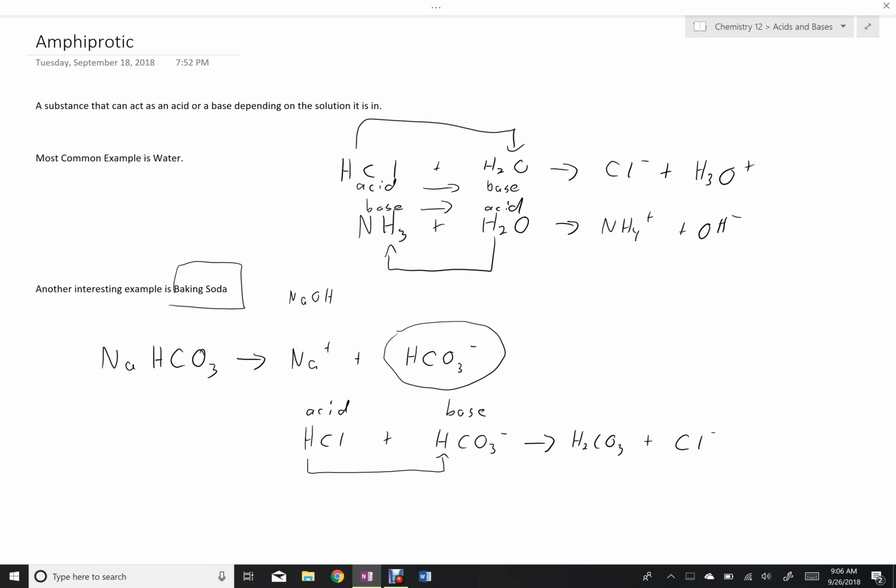H2CO3 itself will act as an acid, but it's a weak acid, and so it won't donate as many of those protons to water to form hydronium as the HCl would have. So in this case, the HCO3 is behaving as a base.